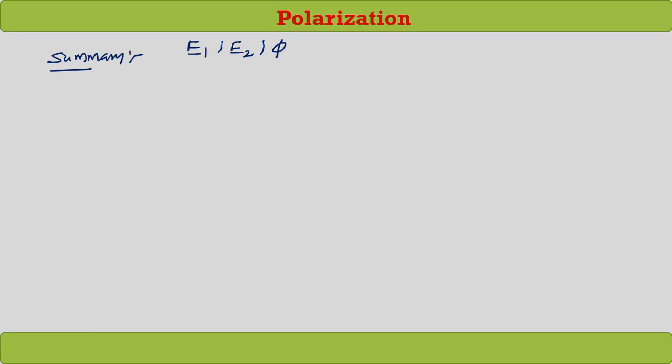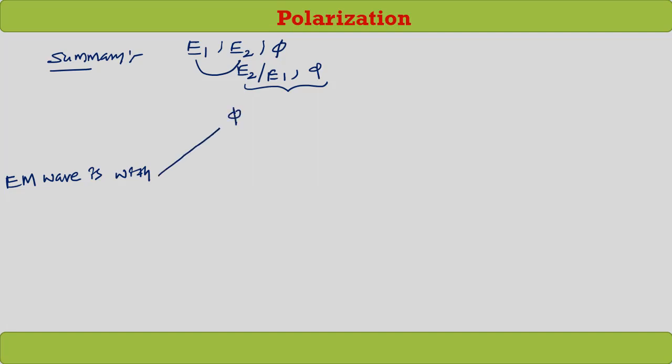Actually, E1 and E2 values, not the ratio, we have considered: the E1 by E2 ratio and phi. Based upon these two values only, we got different polarizations. So now, for example, an electromagnetic wave with phi equal to 0.